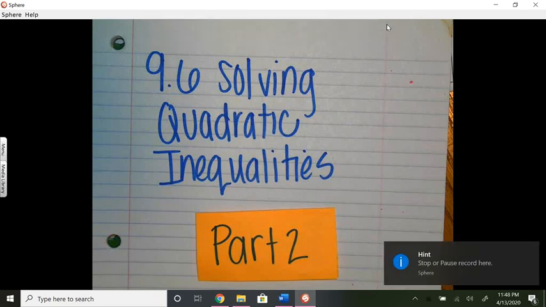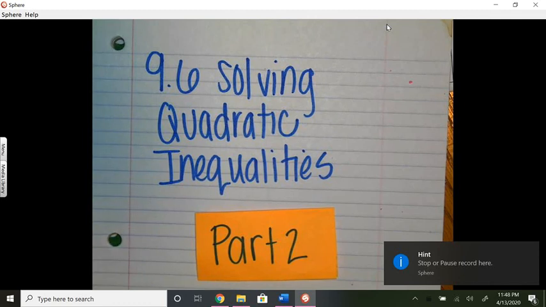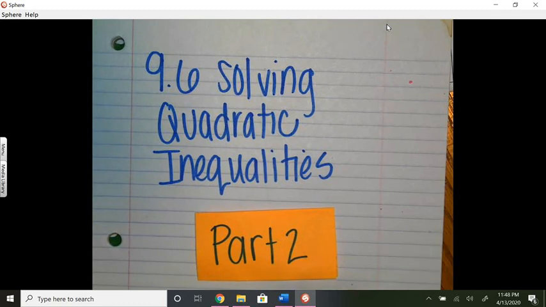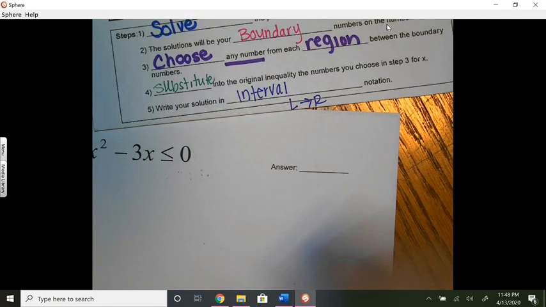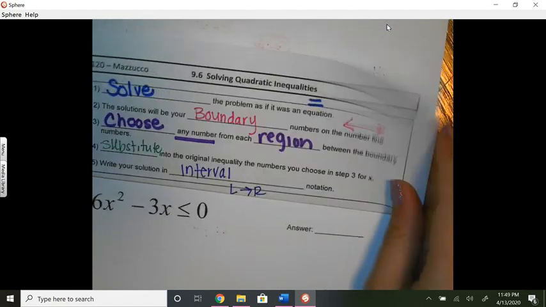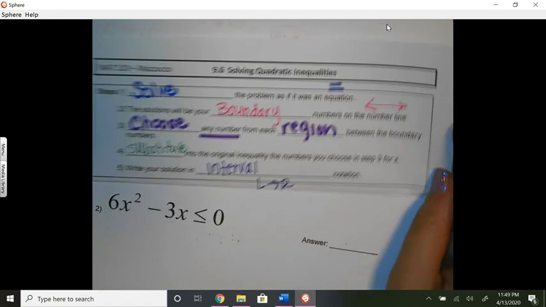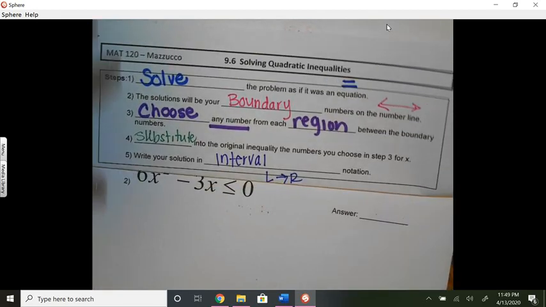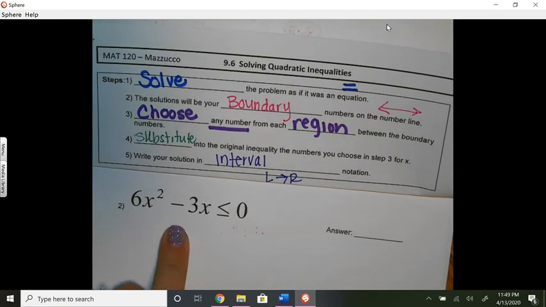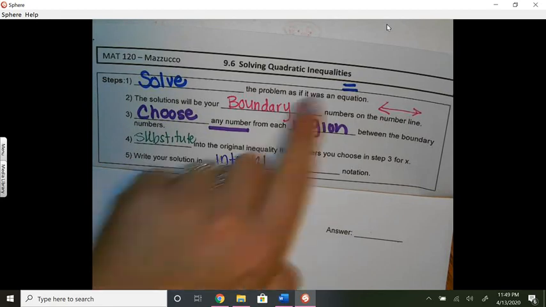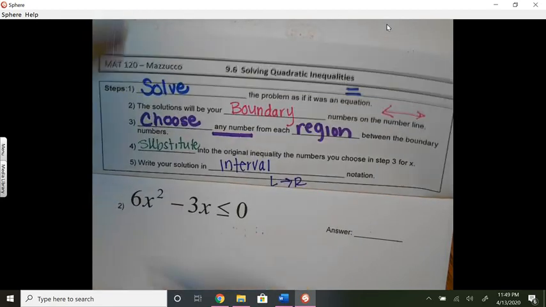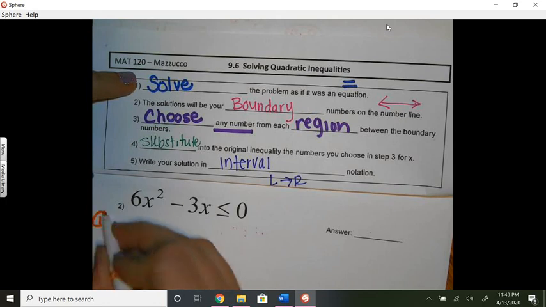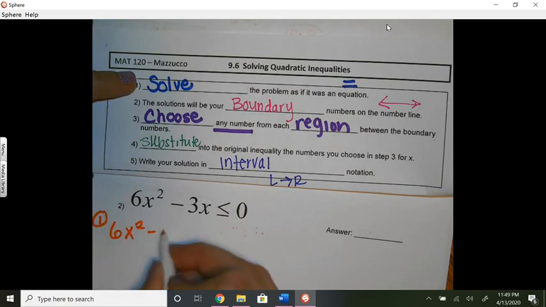This video is going to go over how to solve quadratic inequalities. So in the previous video, we discussed an example and went through all the steps. So let's go ahead and do another example. Step number 1 is you want to solve this as if it was an equation. So we're going to solve this, so step 1, as if it was 6x squared minus 3x equals 0.